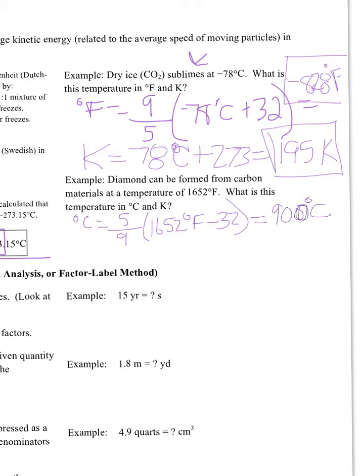Okay, and then to solve for Kelvin, I'm going to take the 900 degrees Celsius, and I'm going to add 273. Oops, 3, not 9. 273.